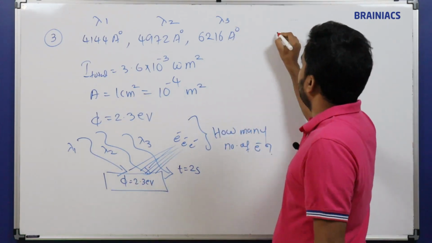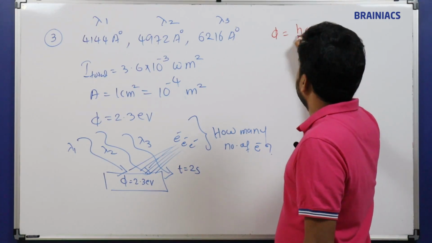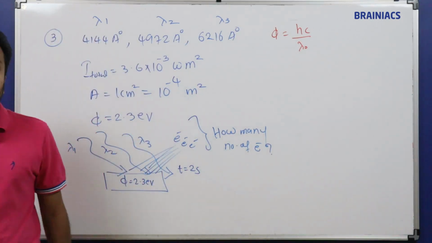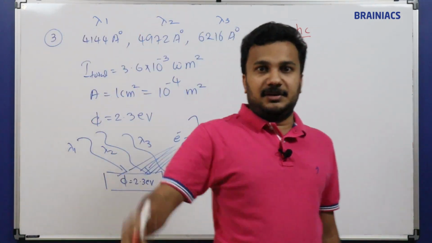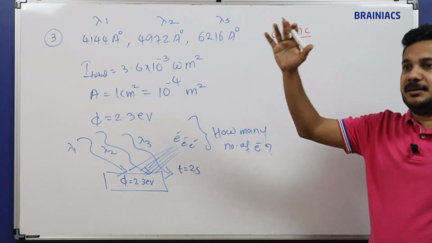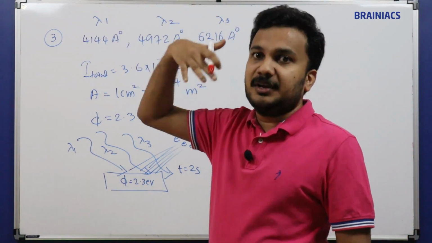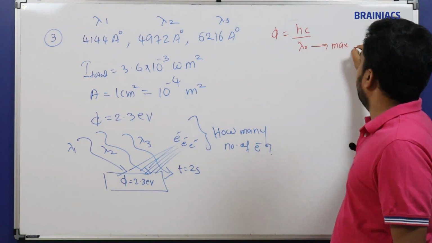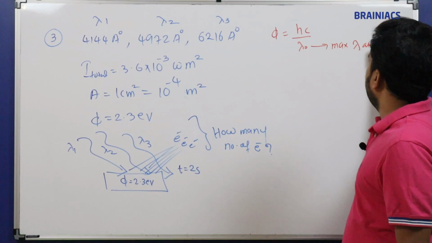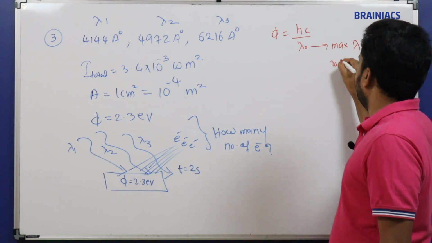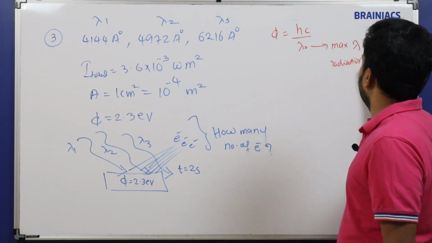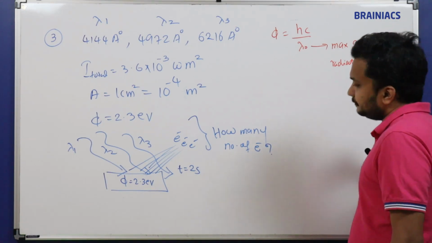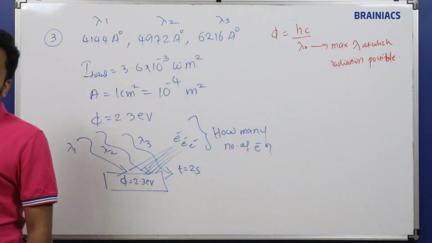I know work function is equal to hc by lambda 0. Lambda 0 is called the threshold wavelength. Threshold wavelength means it is the maximum wavelength up to which emission of electrons is possible. Beyond that it is not possible.